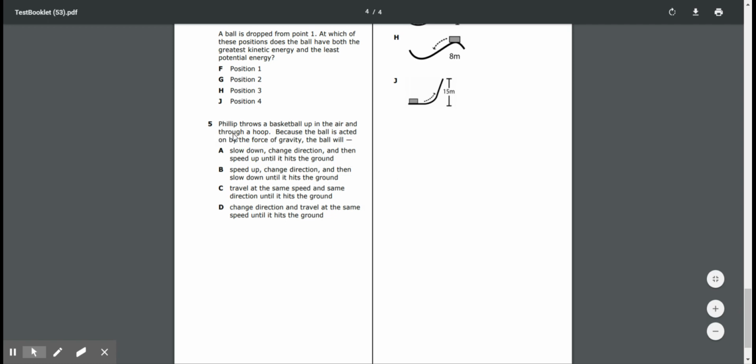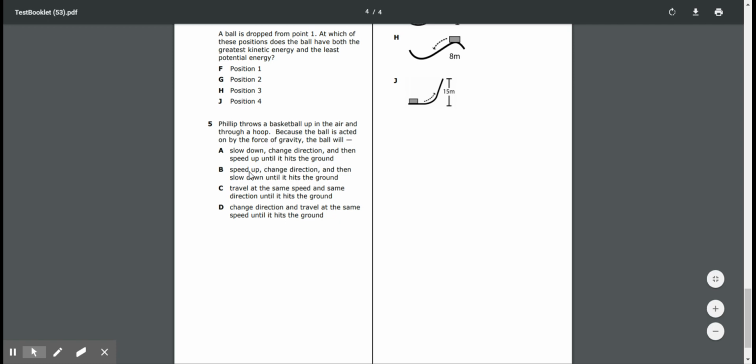Number 5. Philip throws a basketball up in the air and through a hoop. Because the ball is acted on by the force of gravity, the ball will A. Slow down, change direction, and then speed up until it hits the ground.